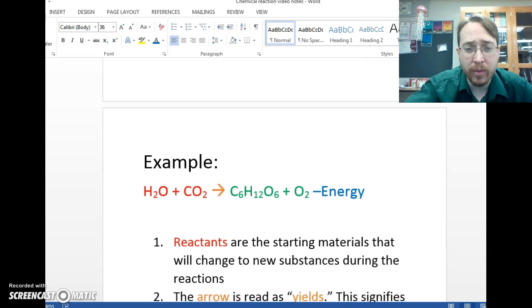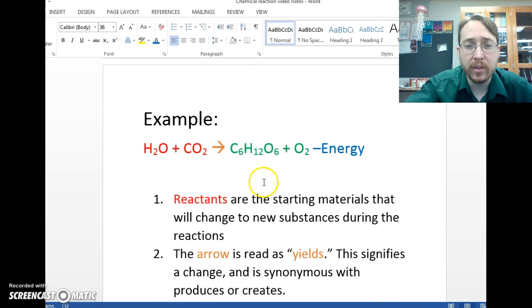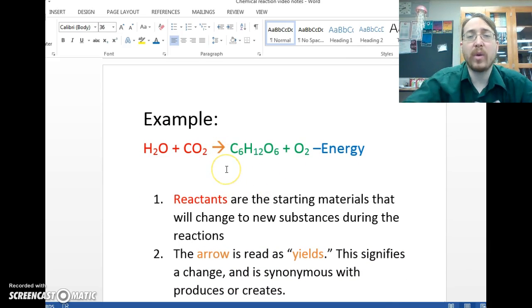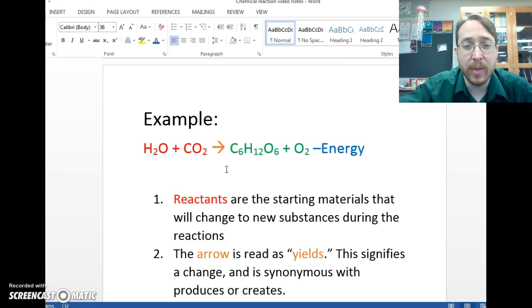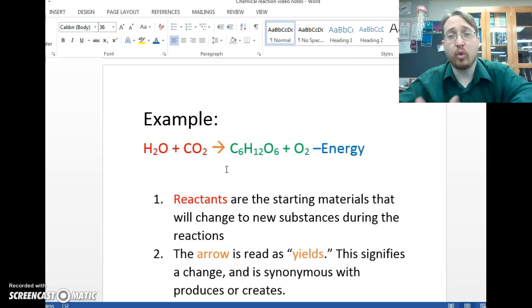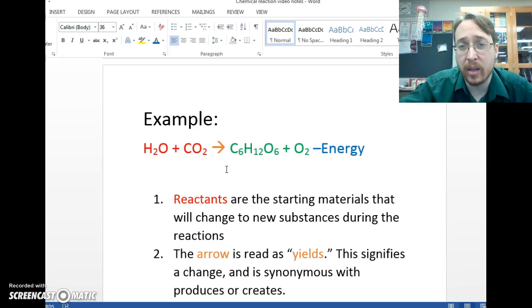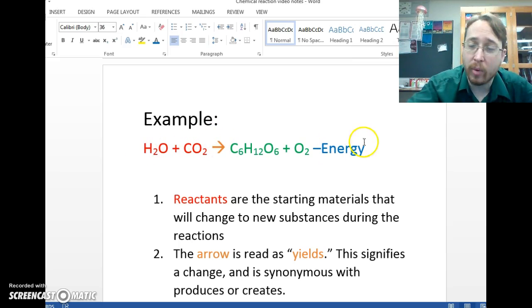Now the next part of the chemical reaction is this arrow. The arrow is read as the yields symbol, and so you would read it as yield. So we would have H2O and carbon dioxide yield something. That's how you would read this chemical reaction. And this signifies that the change is happening. And it can also be read as produces or creates. So you could say H2O and carbon dioxide have a chemical reaction to create, and then whatever it is that comes next. So that's the yield arrow. So everything before that are reactants.